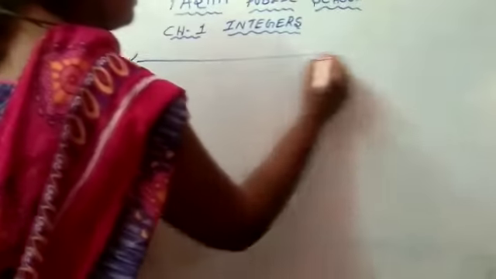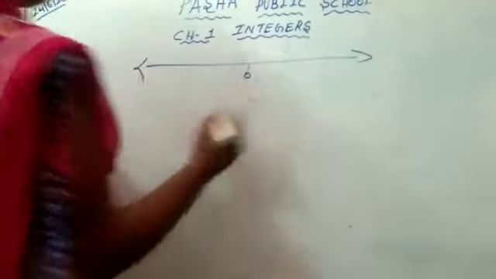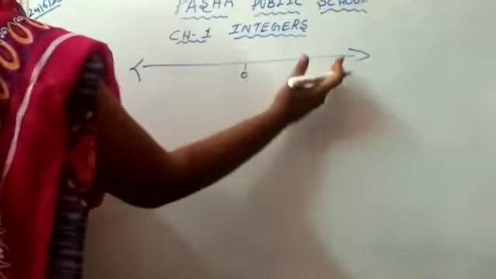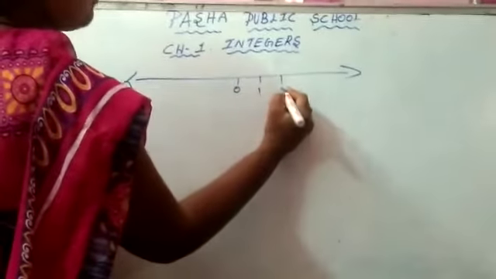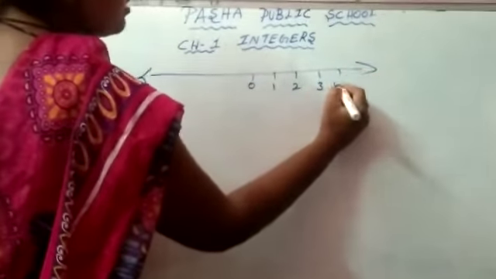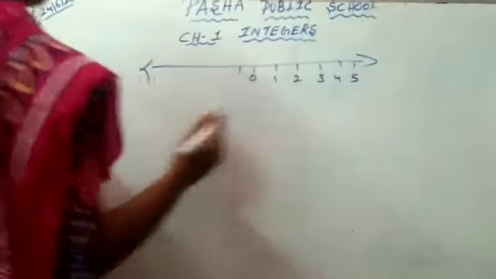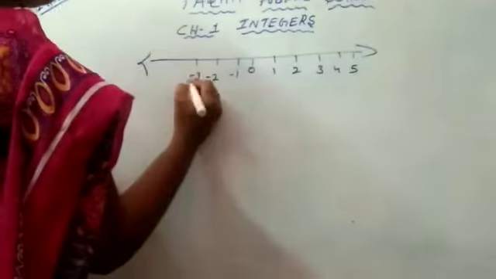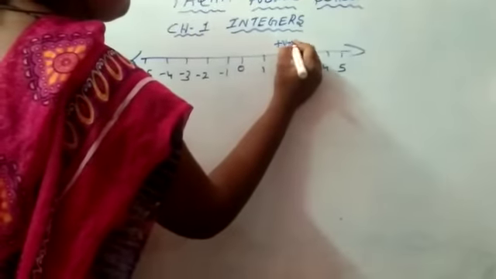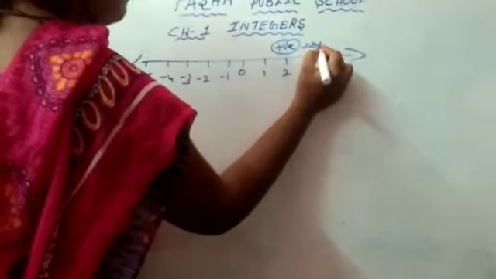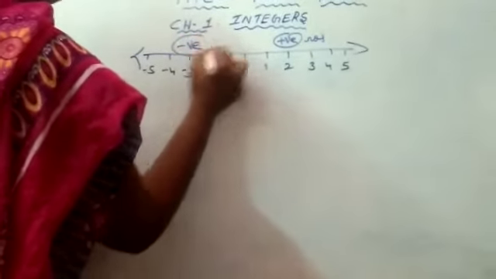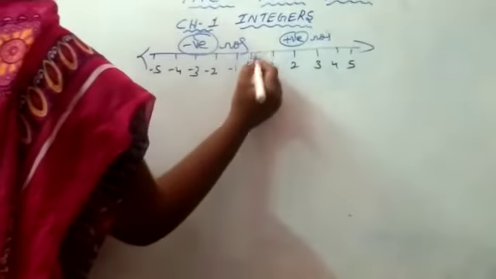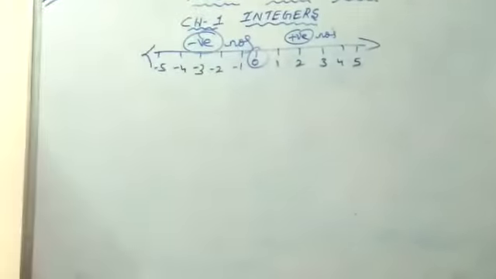Now in the number line, your center always will be 0 and your right hand side will be all positive numbers: 1, 2, 3, 4 and 5. And your left hand side will be all negative numbers: minus 1, minus 2, minus 3, minus 4 and minus 5. Your right hand side will be all positive numbers and your left hand side will be all negative numbers. 0 will be in your center.